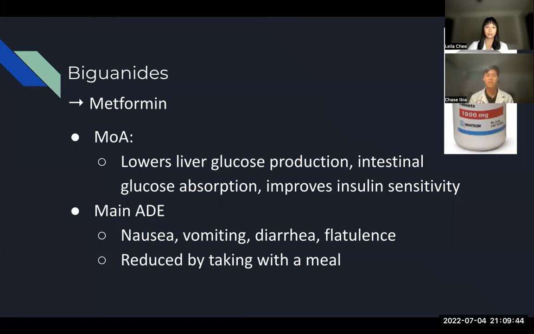So the first medication is a biguanide, and the only medication in this class is metformin, and it works by lowering liver glucose production, intestinal glucose absorption, and improving insulin sensitivity. Mainly causes nausea, vomiting, diarrhea, and/or flatulence, but this can be reduced by taking it with a meal.